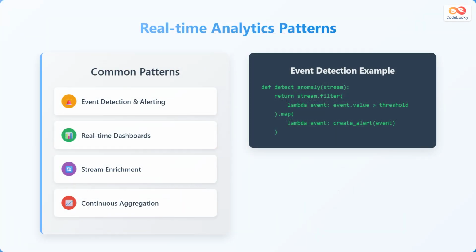Let's dive into some real-time analytics patterns. Common patterns include event detection and alerting, real-time dashboards, stream enrichment, and continuous aggregation. Here's an event detection example. We define a function called detectAnomaly that takes a stream as input. It returns a stream that filters events where the value is greater than a set threshold, and then maps those events to create alerts.